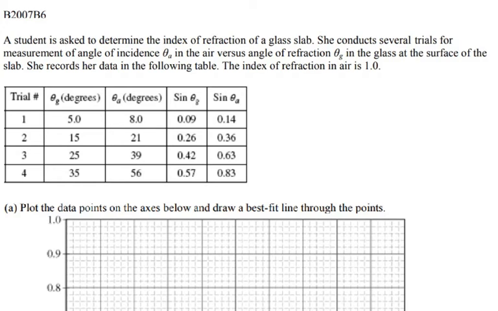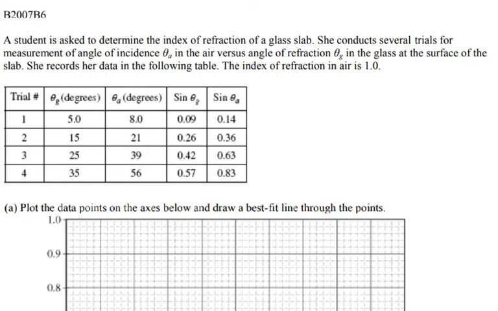The student is asked to determine the index of refraction of a glass slab. She conducts several trials for measurement of angle of incidence. So theta A is the angle of incidence in the air versus the angle of refraction, theta G, in the glass at the surface of the slab. She records her data in the following table. The index of refraction of air is 1.